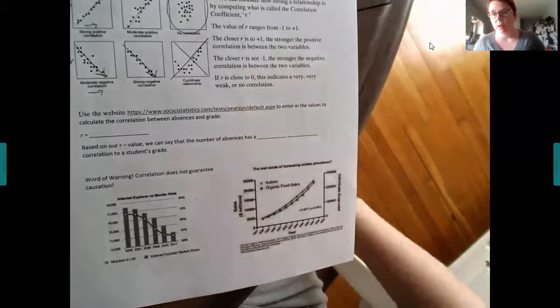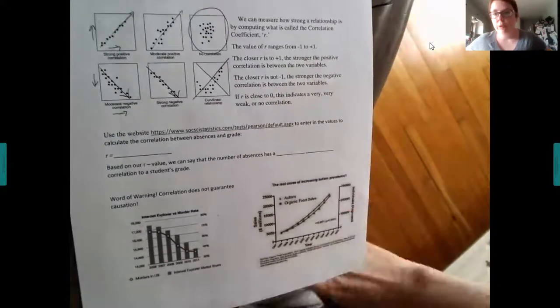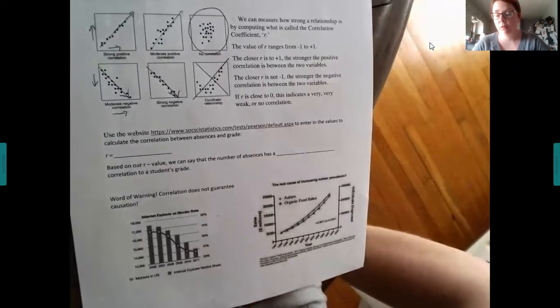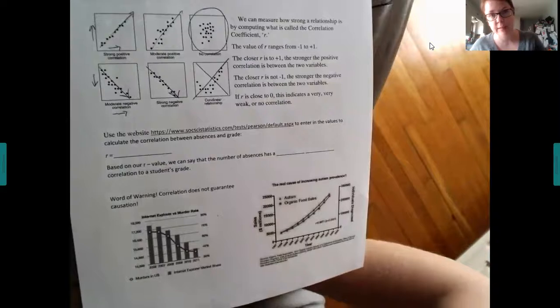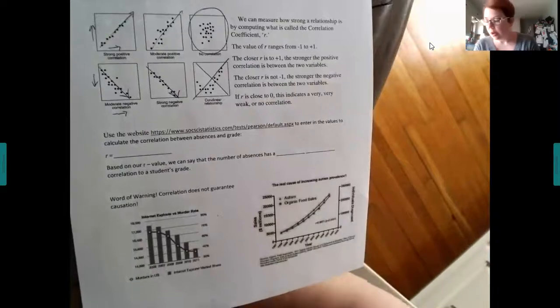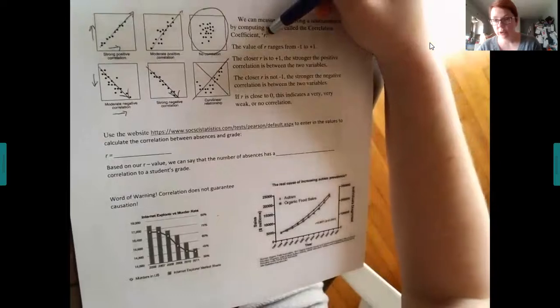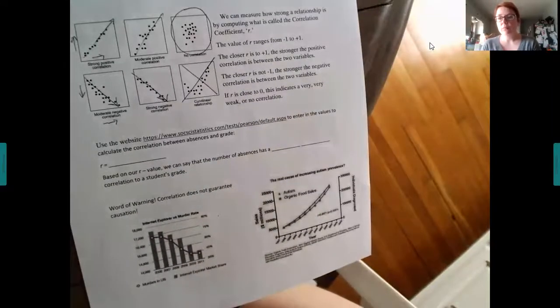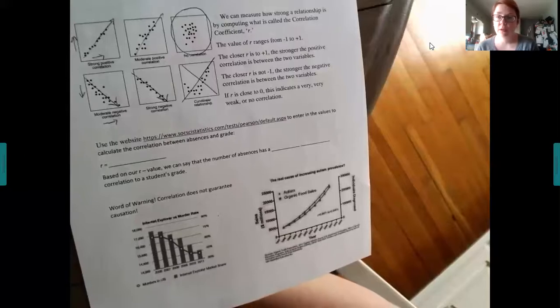All right. So the homework has an assignment in there, and it's talking about R. And what is R, you may be asking? Well, it's a good question. R is the letter chosen to represent what they call the correlation coefficient. What that means is that it is a measurement of how strong the correlation possibly is.